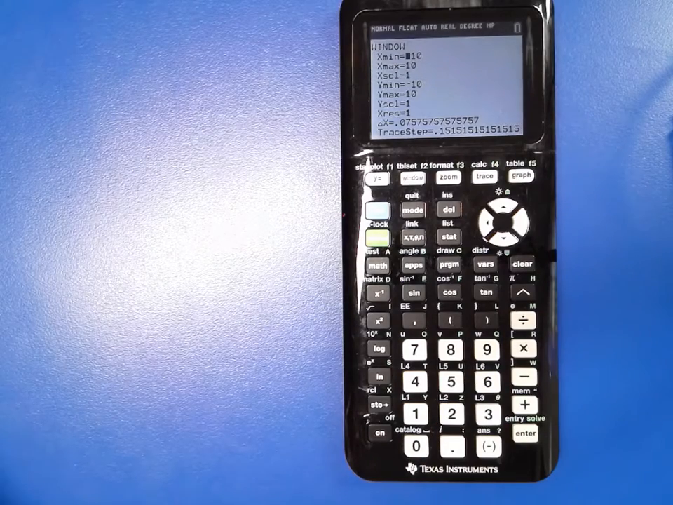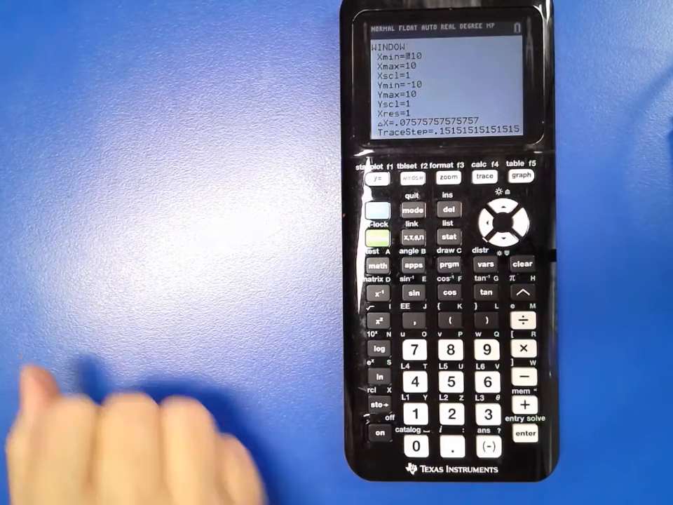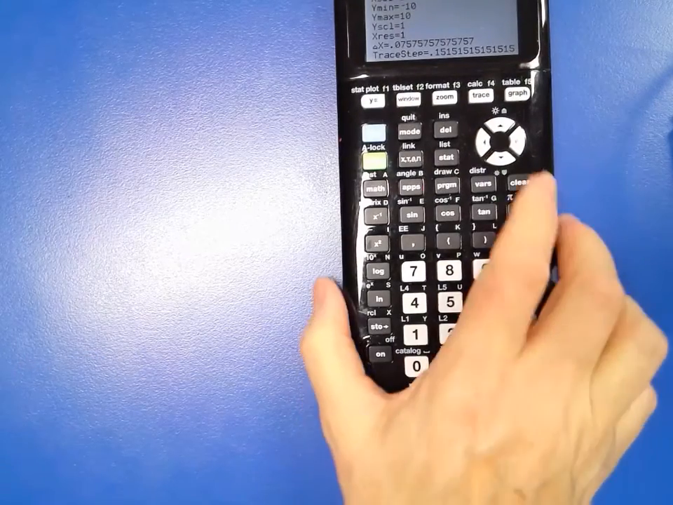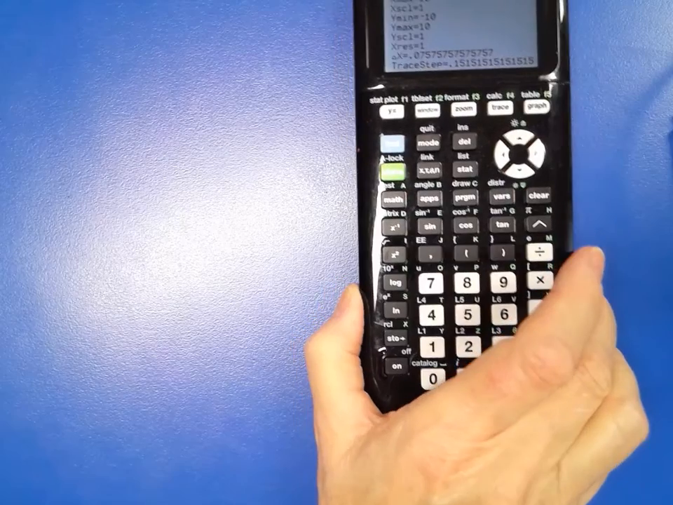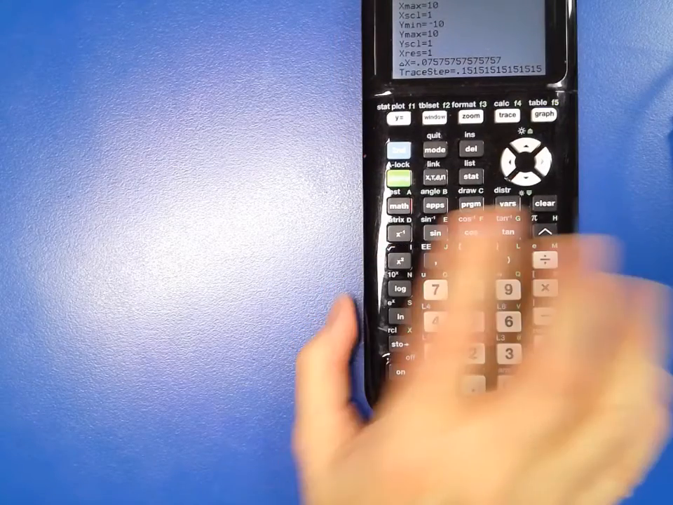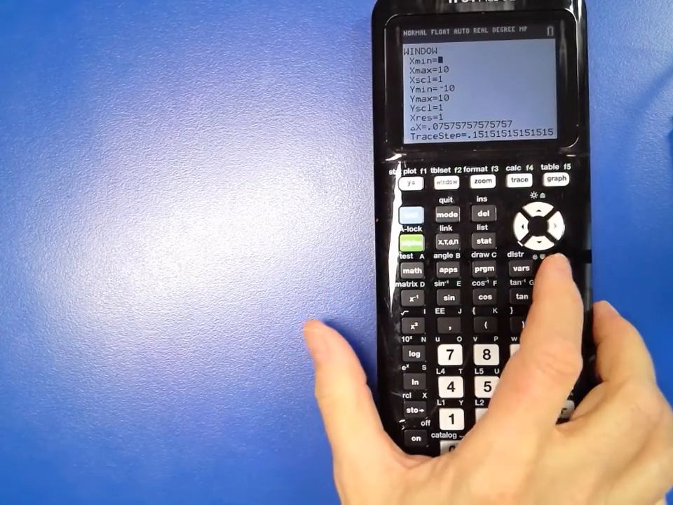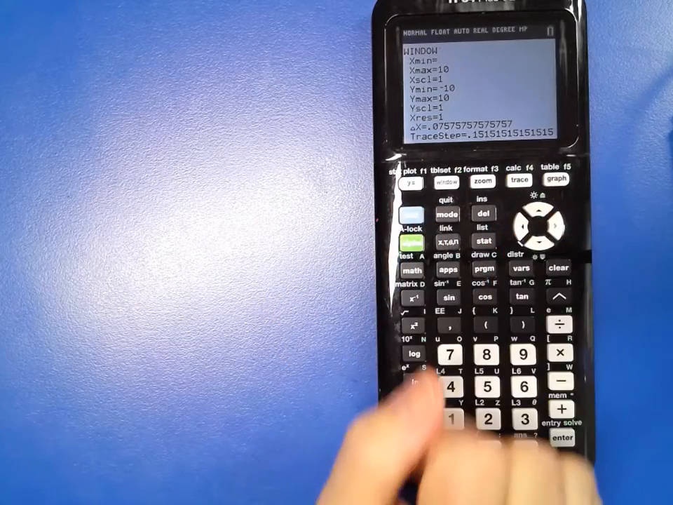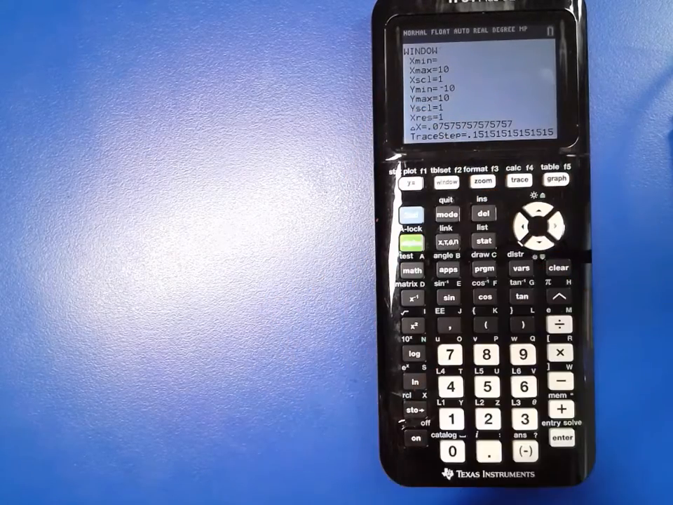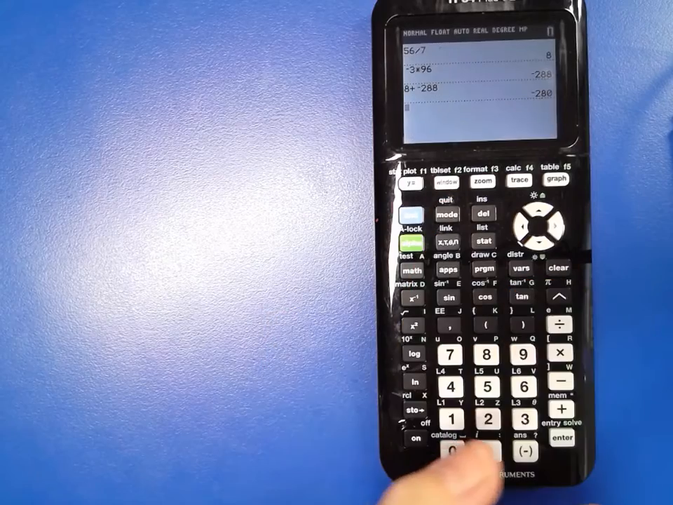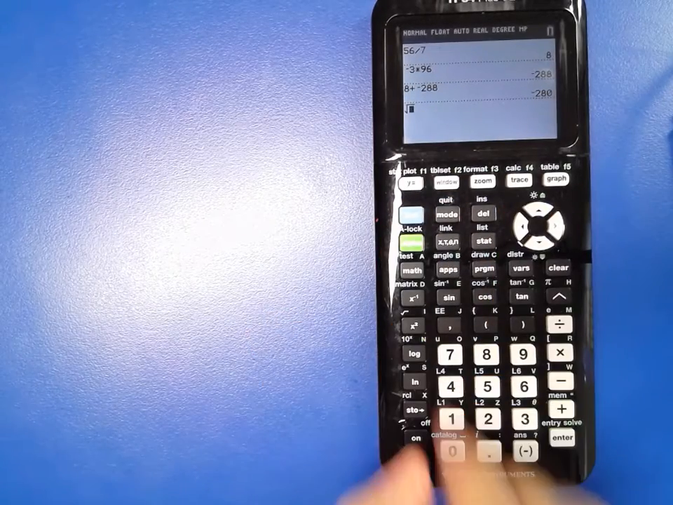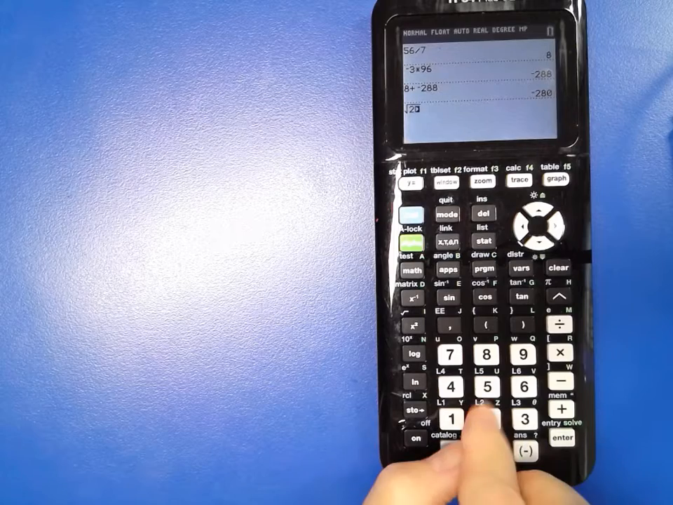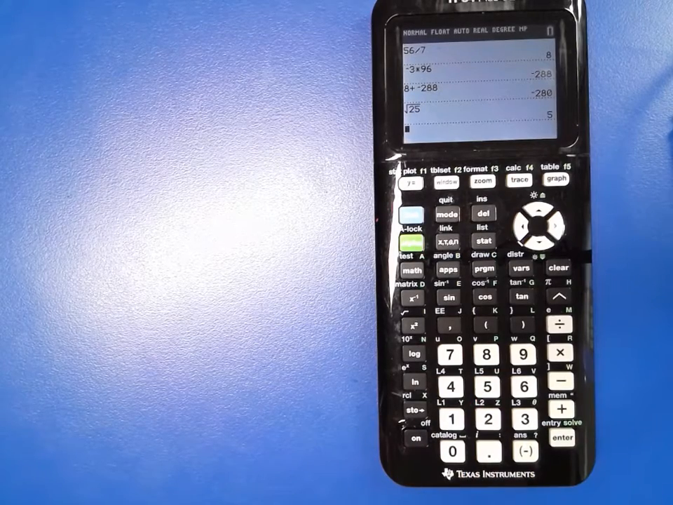All right. What else can I show you? There's a square root here. Anything that's in blue, I have to hit second. If you want to quit, like you don't want to be in that screen, you hit second mode, and that'll get you out. If I want a square root, I hit second and that key, and that'll give me the square root, and then I can type in whatever I want, and it'll take the square root for me.